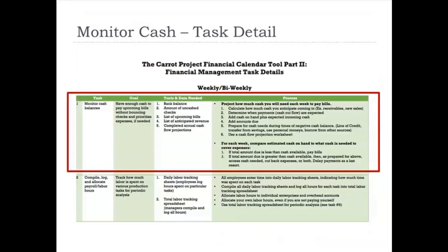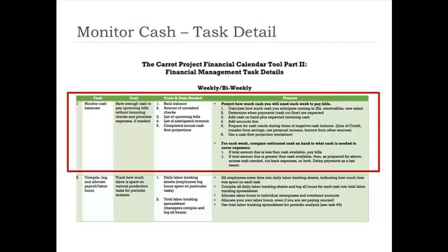Now on the more detailed task list, you'll see here again the 4 columns. You have the task, which is monitor cash balance. And the goal of this task is really to make sure you have enough cash in the bank to pay for your upcoming bills. You don't want to bounce any checks. If you do, you're going to incur all sorts of fees and fines and penalties, which really doesn't do much to help cash flow. And if you don't have enough cash in the bank to pay your bills, then you're going to need to prioritize.